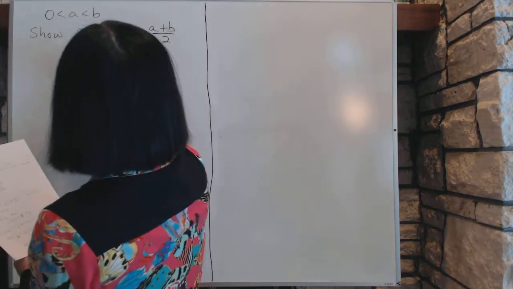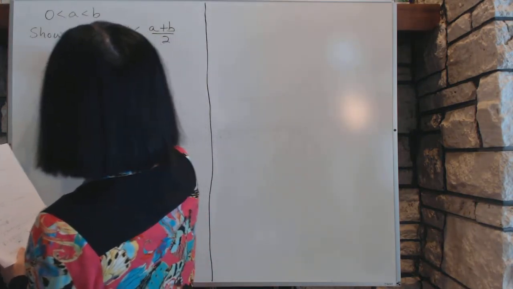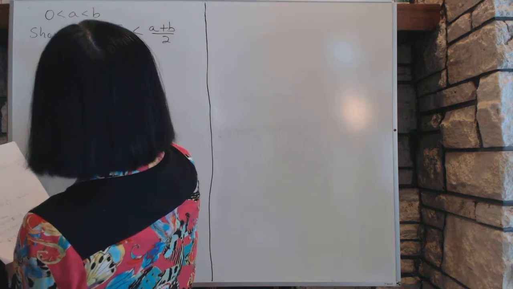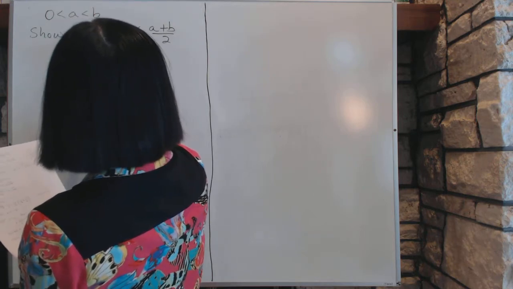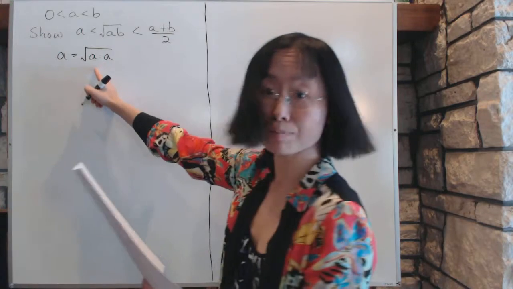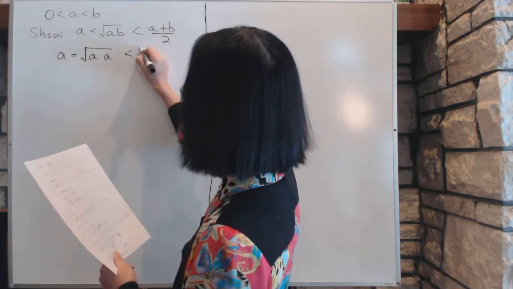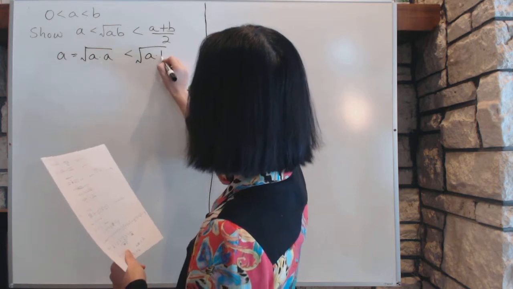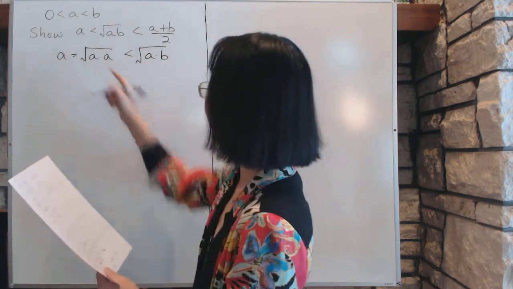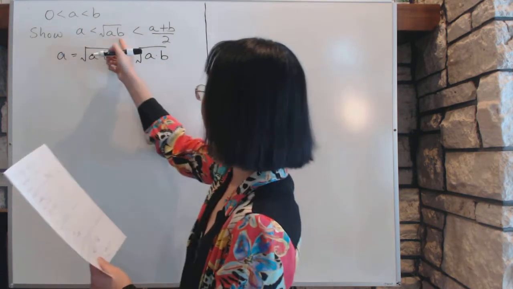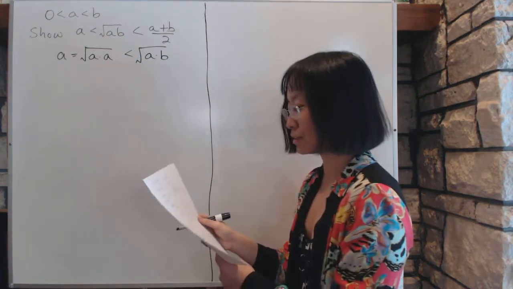To show A is less than the square root of AB, you just say A equals the square root of A times A. We can take the square root because A is positive, so we don't have to worry about anything. This is less than the square root of A times B, because it's a bigger number than that. So therefore, the first part of the inequality is proven. Now, what about the second part?